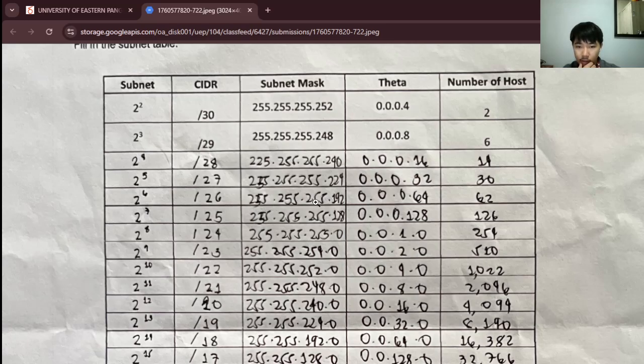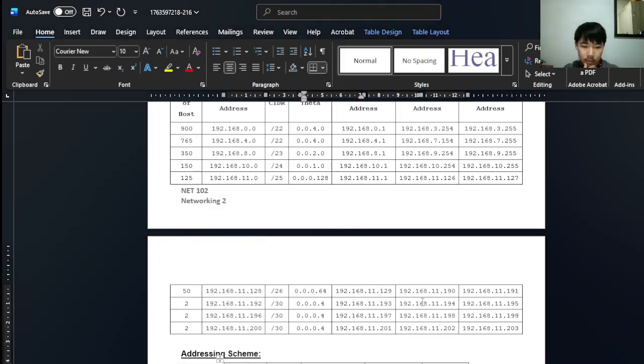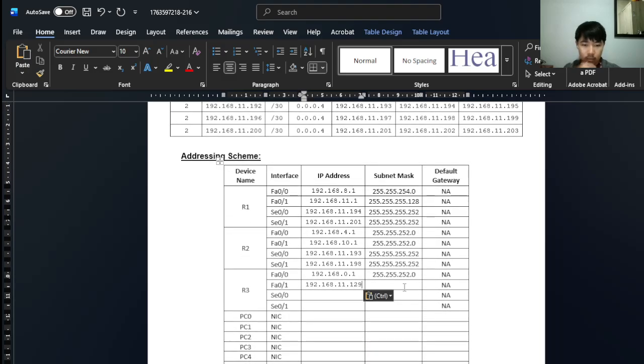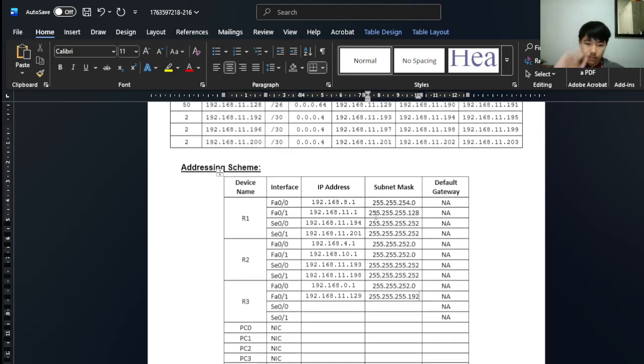255.255.255.192 is the subnet mask for Fast Ethernet 1 on the router 3.